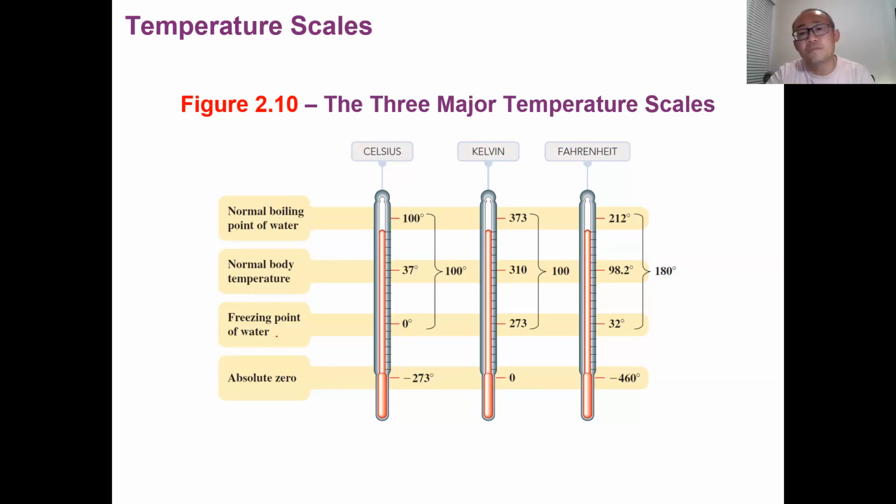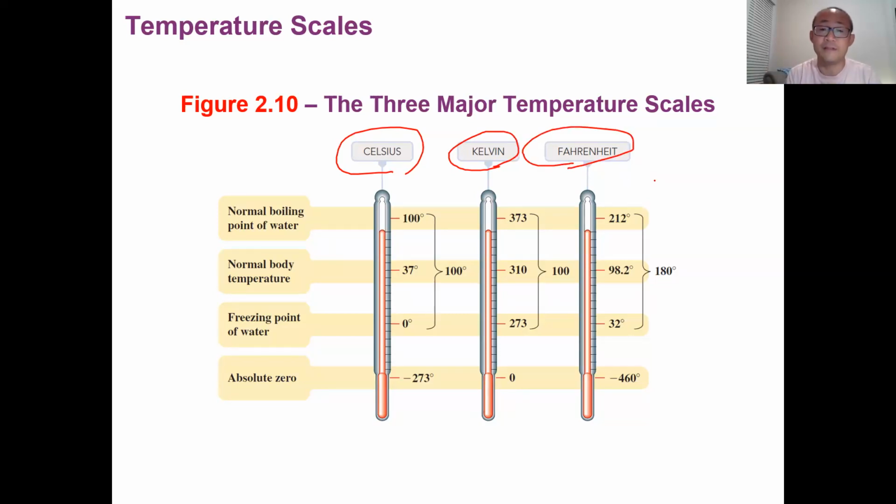As you can see here in this picture, we mainly have three major temperature scales. One is called Celsius, another is called Kelvin, and the third is called Fahrenheit. The one we use every day at home here in the United States is Fahrenheit. On the Fahrenheit scale, the water freezing point is 32 degrees, and the water boiling point is 212 degrees. So between water freezing and water boiling, there are 180 degrees. So these are some general facts about Fahrenheit.